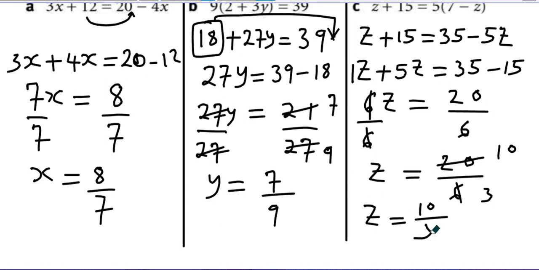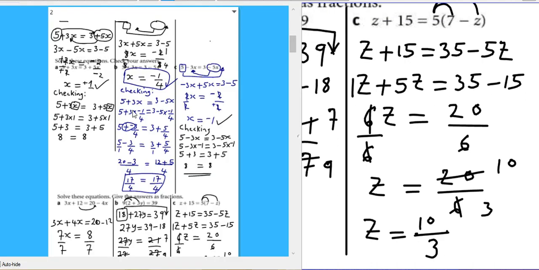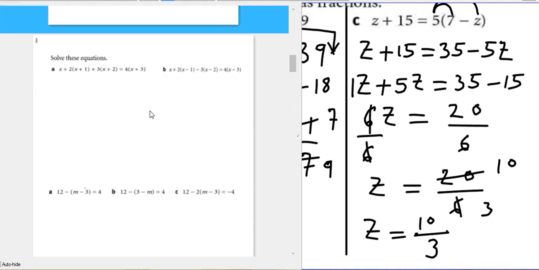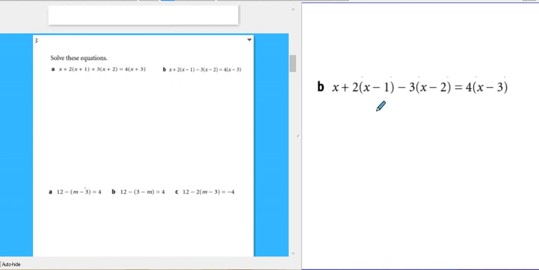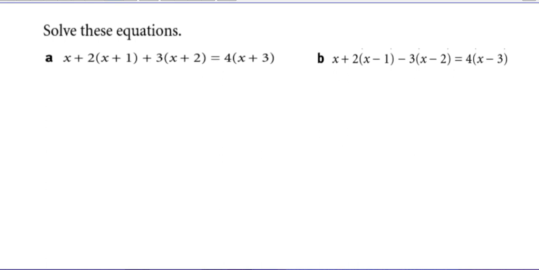Right, let us move on. 10 over 3 will be our answer. Right, let us go to the next question. The next question is, again, solve these equations.